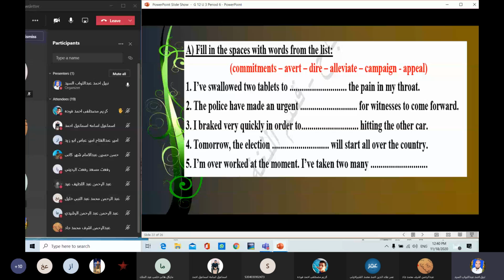Have you got a tablet? Tablet is a device, yes, but tablet here is a kind of medicine, a pill. So tablets means medicine. I've swallowed 2 tablets to alleviate the pain in my throat. Good. Mohamed Ahmed Abdel Aziz. Teacher, the last sentence here, too many, do you mean 2? Yes.